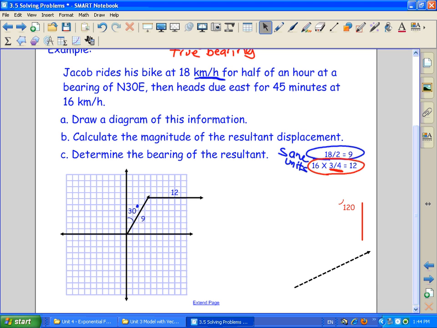I'm just making sure I've got my vectors on. I'm not trying to change the size of them. I'm just trying to get them. There we go. All right. Then what we need to do is to discover the resultant. Okay, so the resultant is going to be this here.